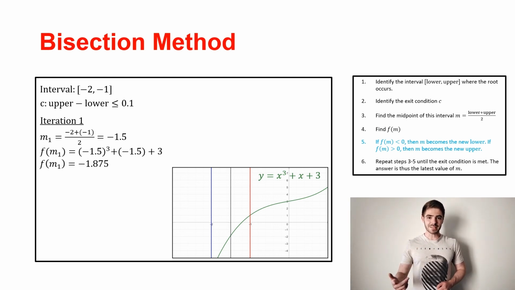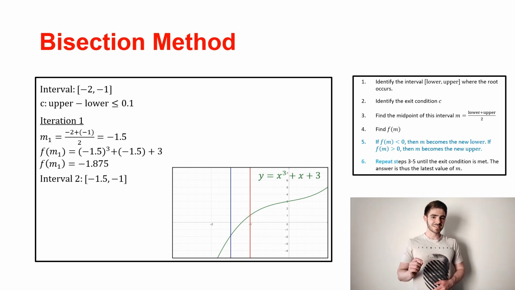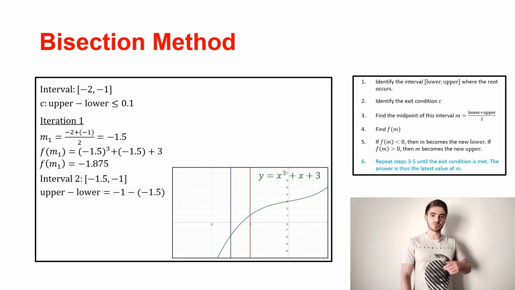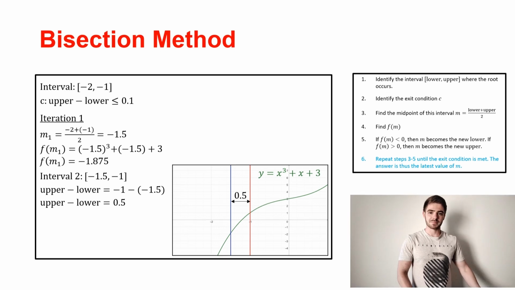The next step is going to be to shrink the interval. f of m is negative, so m is going to replace the lower bound. If f of m was positive, then m would replace the upper bound instead. Now that we've completed the first iteration, we'll test our exit condition. So we're going to find the width of the interval, which is found by subtracting the lower bound from the upper bound, and this gives us a value of 0.5. This is not less than 0.1, so we're going to move on to the second iteration.